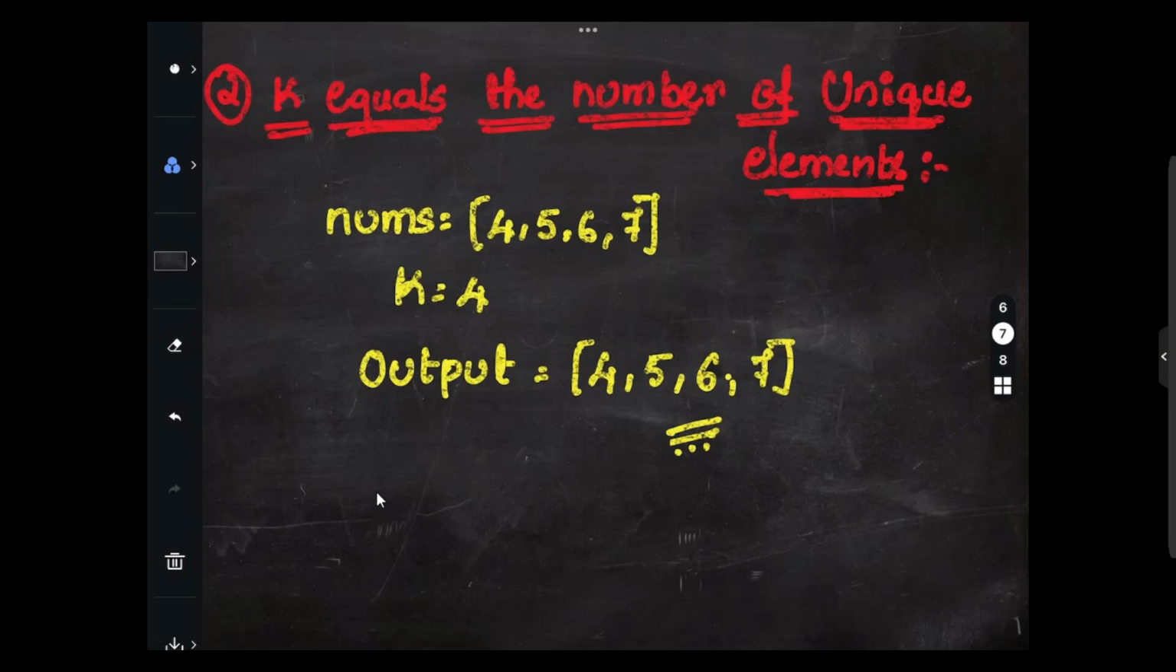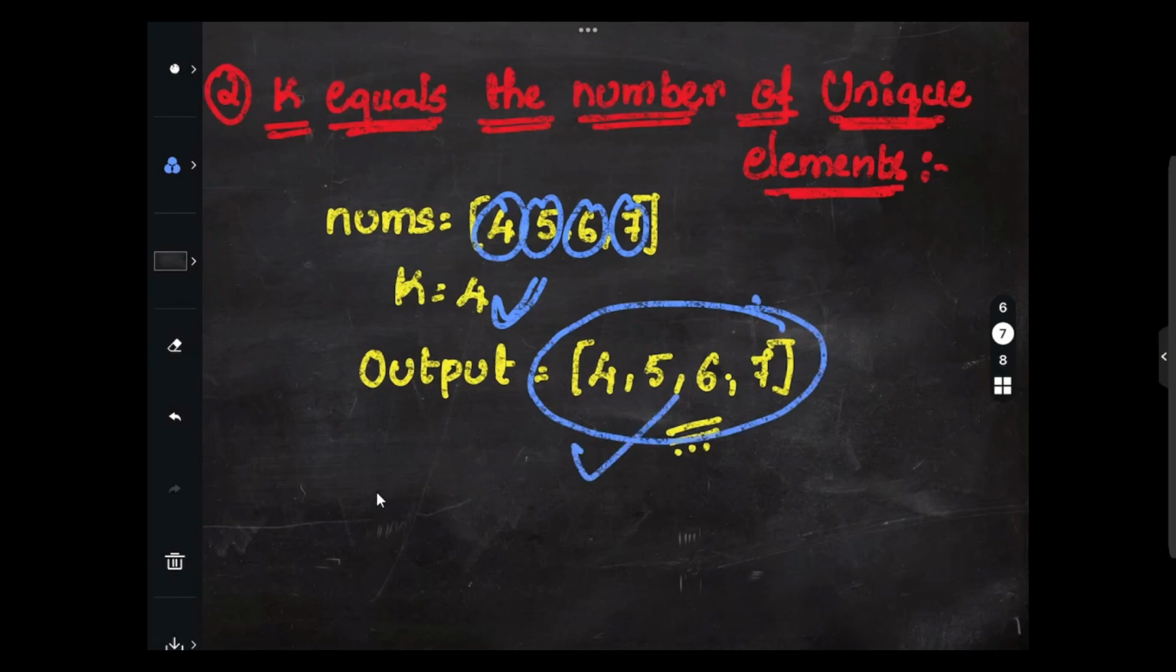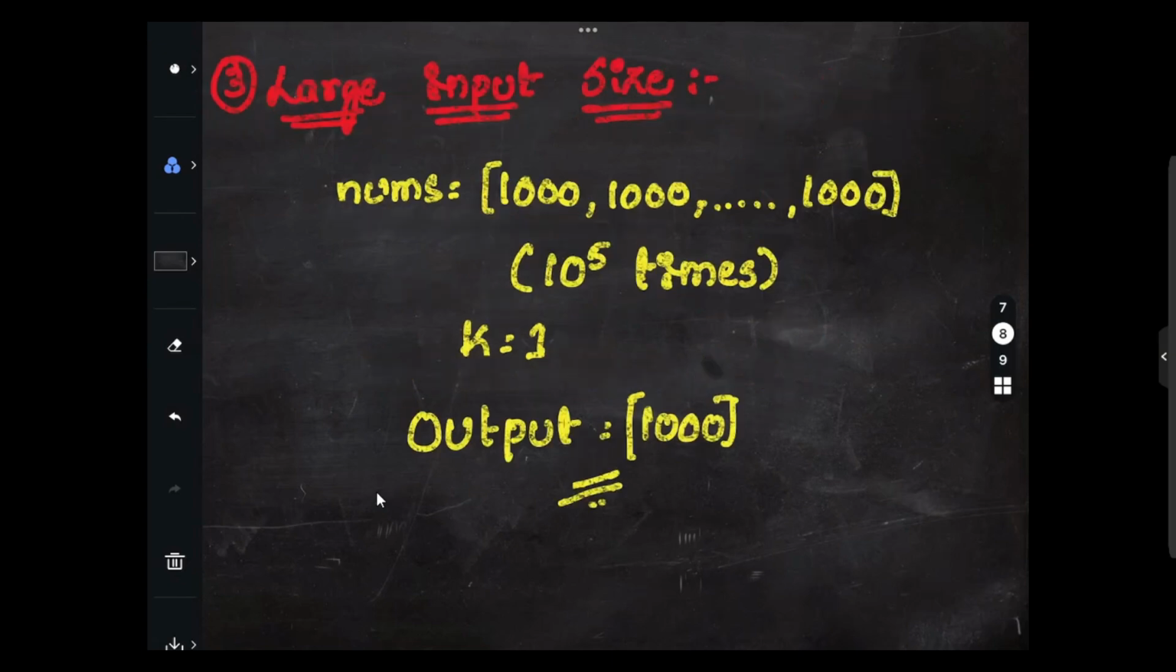K equals the number of unique elements. Here all the elements are unique. You can clearly see 4, 5, 6, 7 in the array. K equals 4 they have given, or we have considered. Since all the elements are unique, all the elements must be returned in this case. So the output that we got here is 4, 5, 6, 7. I hope this is clear, easy, right?